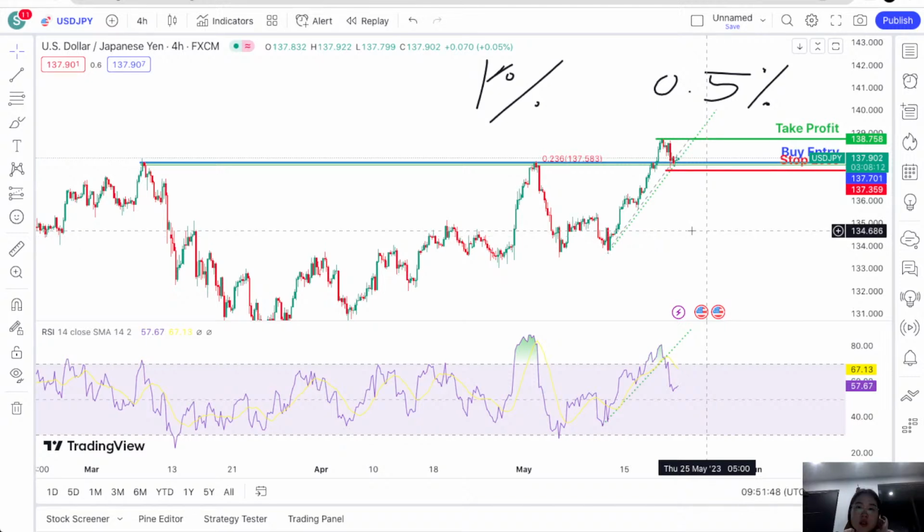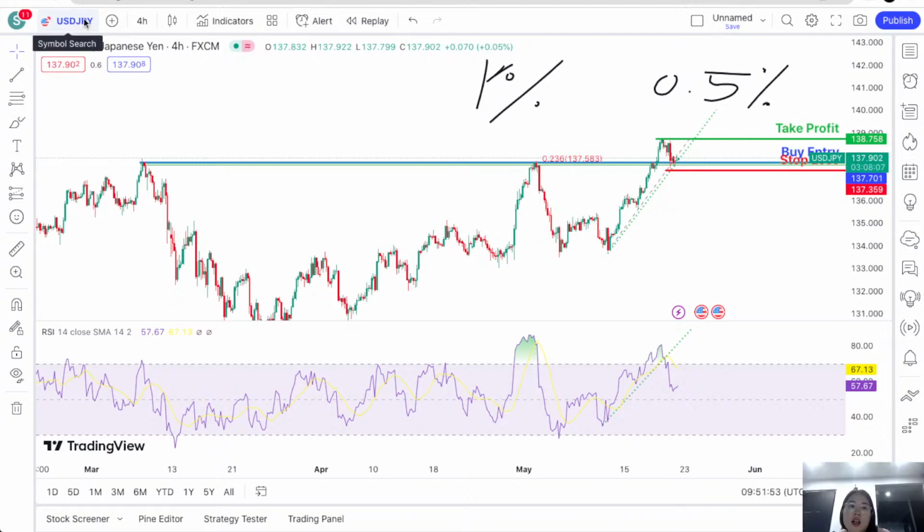Okay, hopefully this is better. So my thoughts on USD JPY is that a lot of things are pointing in the direction of a buy.